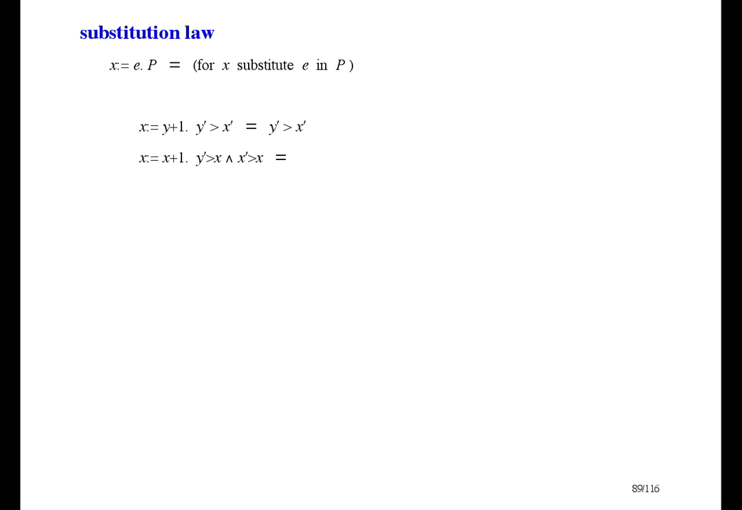The next example says increase x by 1, and then make the final values of both y and x be bigger than the initial value of x. Now, be careful. The initial value of x means initial for the second part. So that's after x is increased. Anyway, replace both occurrences of x with x plus 1, and the result is that the final values of y and x must be bigger than the initial value of x plus 1.